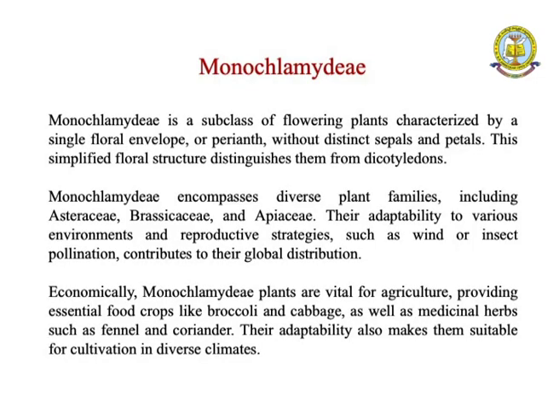Okay. So what are the salient features of Monochlamydeae? The Monochlamydeae is a subclass of flowering plants characterized by a single floral envelope. Here, when you look at the detailed structure of a Monochlamydeae, the calyx and corolla are united, a single row. We call that perianth, without distinct sepals and petals. These simplified floral structures distinguish them from the dicotyledons.